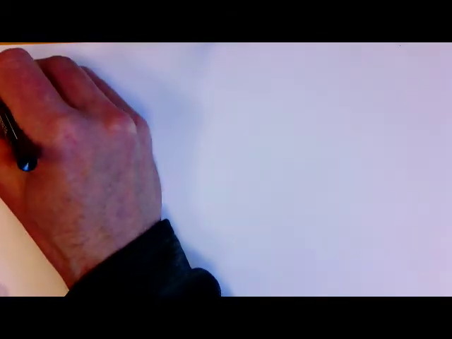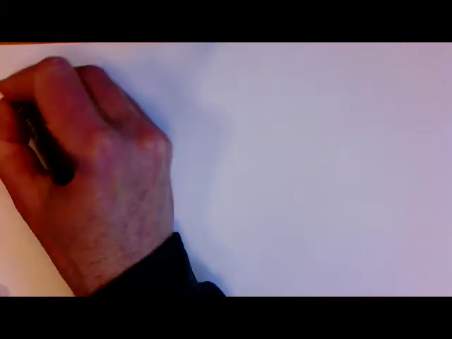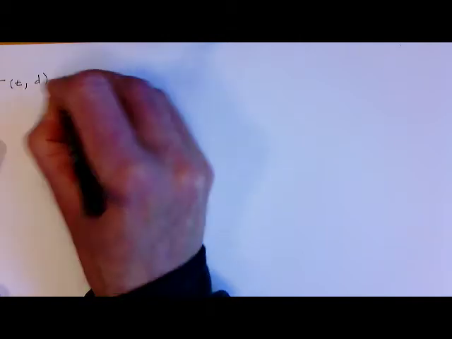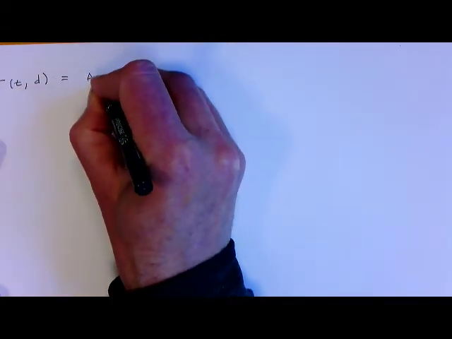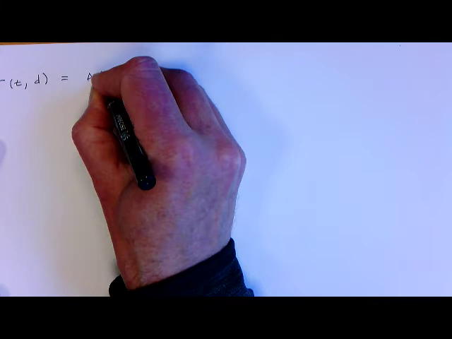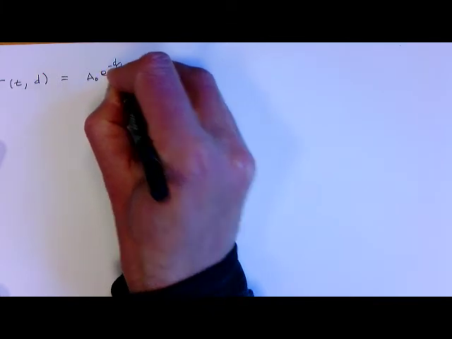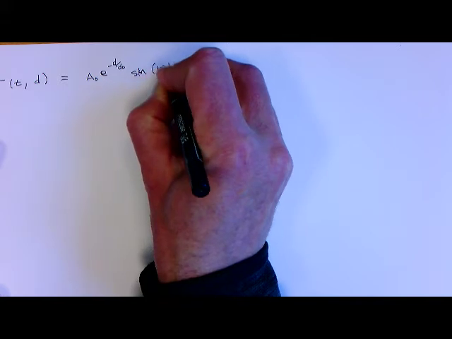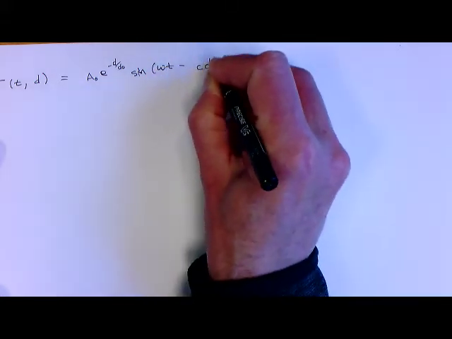So we're again going to be dealing with a temperature, and that temperature depends on what time of year it is, and it also depends on how deep you are, right? And so I'll write that out. So it's A naught e to the minus d over d naught times a sine of omega t minus c times d. Okay.